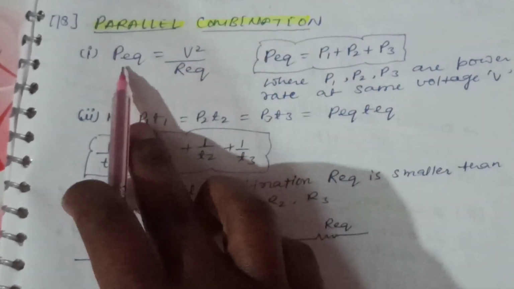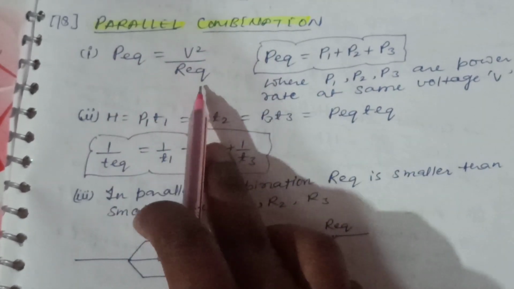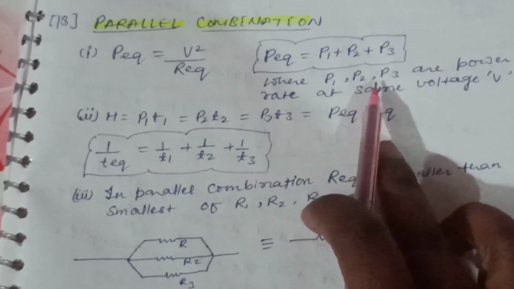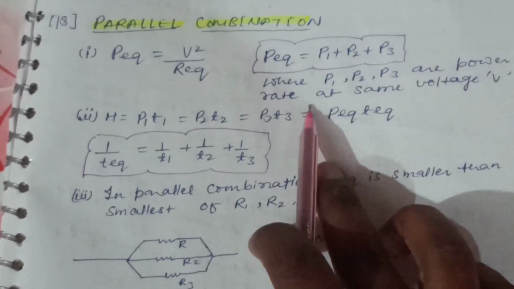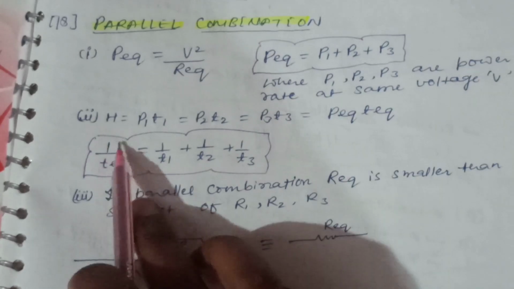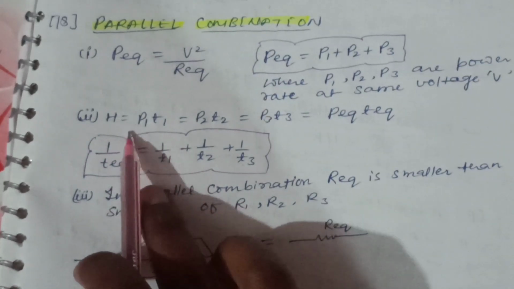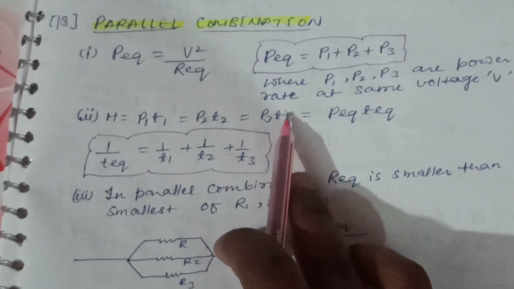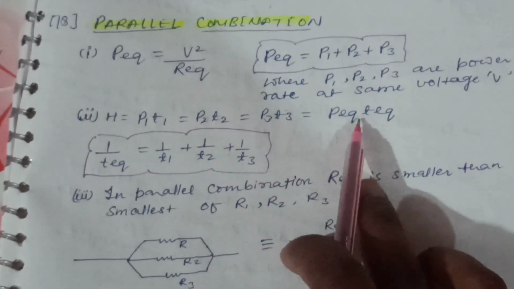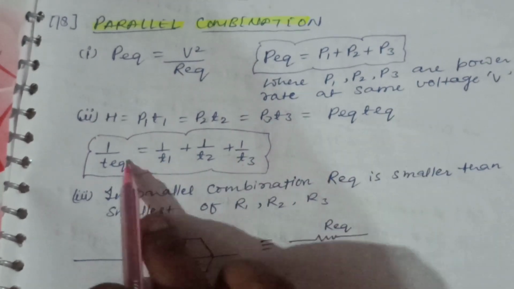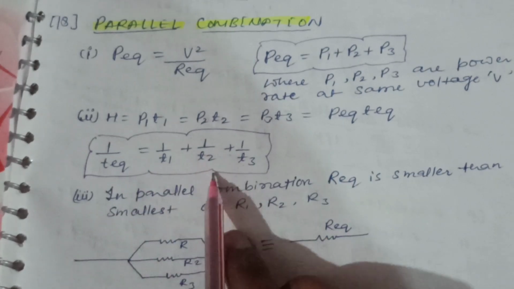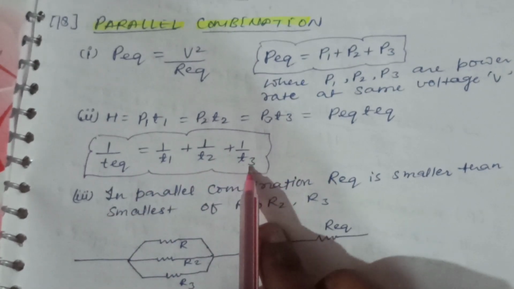Parallel combinations: P equivalent is equal to V square upon R equivalent. P equivalent is equal to P1 plus P2 plus P3, where P1, P2, P3 are the power ratings at the same voltage V. H is equal to P1 T1 is equal to P2 T2 is equal to P3 T3. 1 upon T equivalent is equal to 1 upon T1 plus 1 upon T2 plus 1 upon T3.